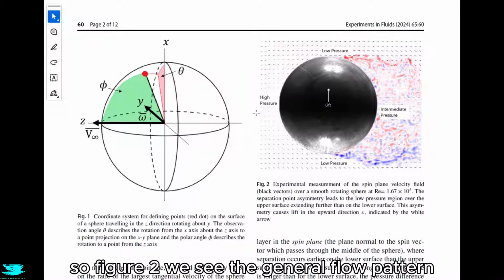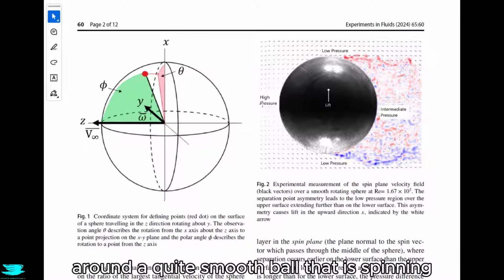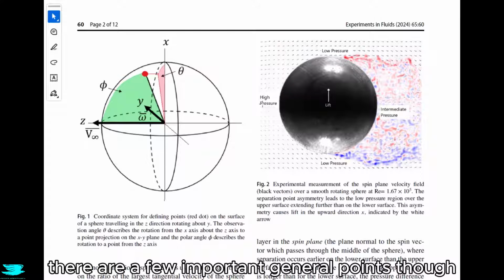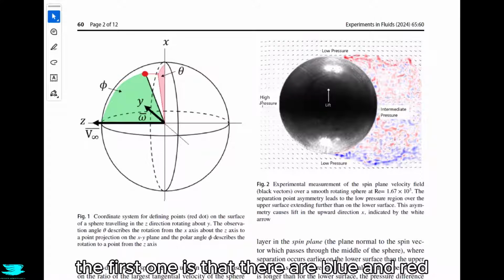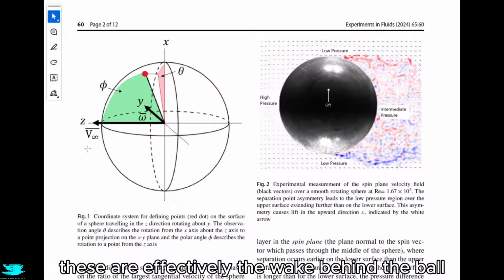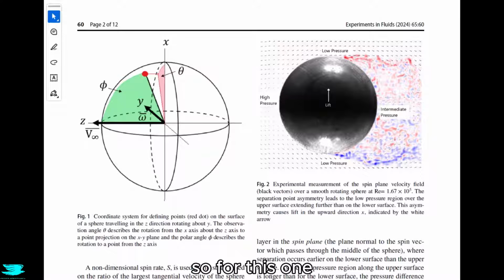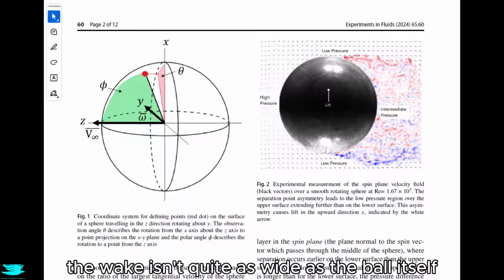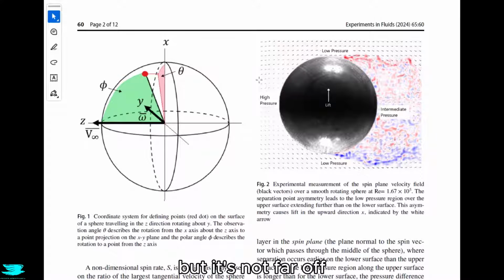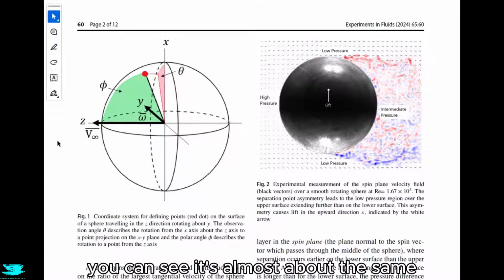So in figure 2, we see the general flow pattern around a quite smooth ball that is spinning. There are a few important general points though. The first one is that there are blue and red little bits. These are effectively the wake behind the ball. For this one, the wake isn't quite as wide as the ball itself, but it's not far off. You can see it's almost about the same.